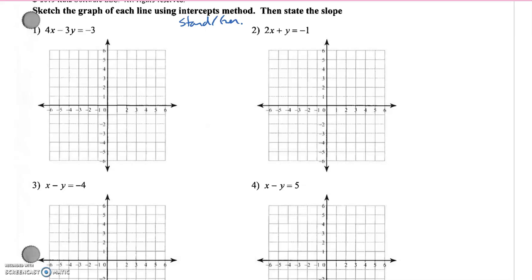Okay, well, first things first. If I'm going to use my intercepts, I'm going to make my x value 0. And if I do that, my y value would have to be equal to 1. So when x is equal to 0, my y value would be equal to 1. Now I do the same thing. I'm going to make my y equal to 0.